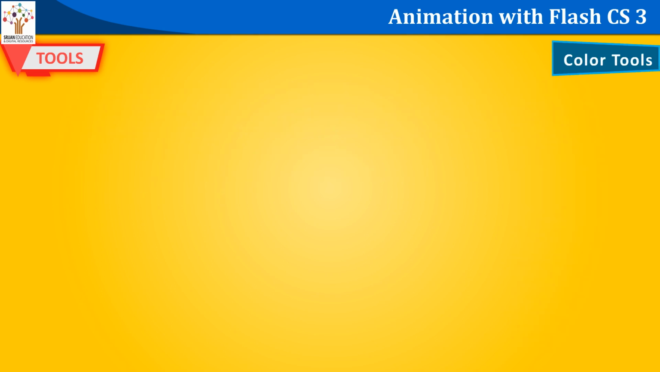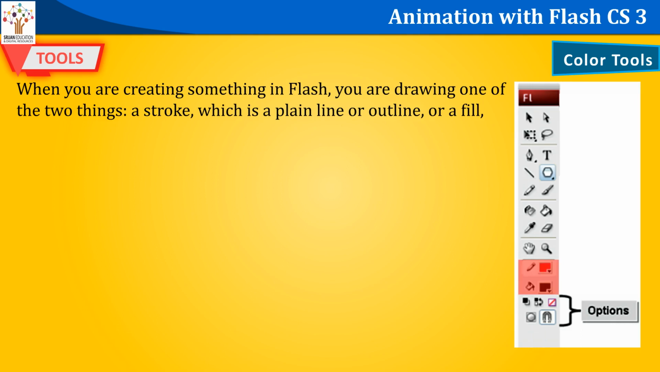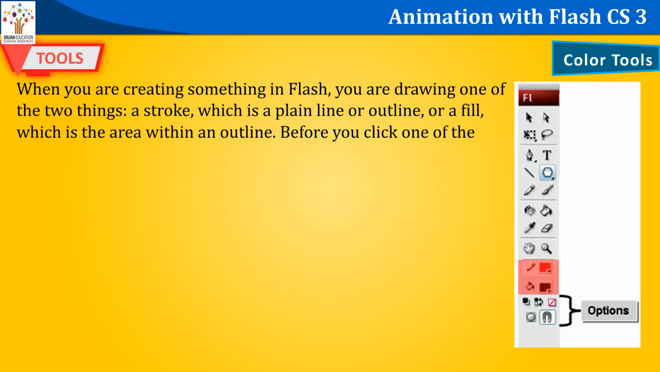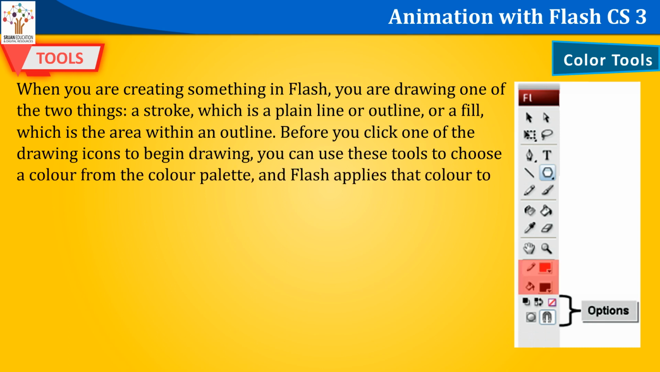Color tools. When you are creating something in Flash, you are drawing one of two things: a stroke, which is a plain line or outline, or a fill, which is the area within an outline. Before you click one of the drawing icons to begin drawing, you can use these tools to choose a color from the color palette, and Flash applies that color to the stage as you draw.